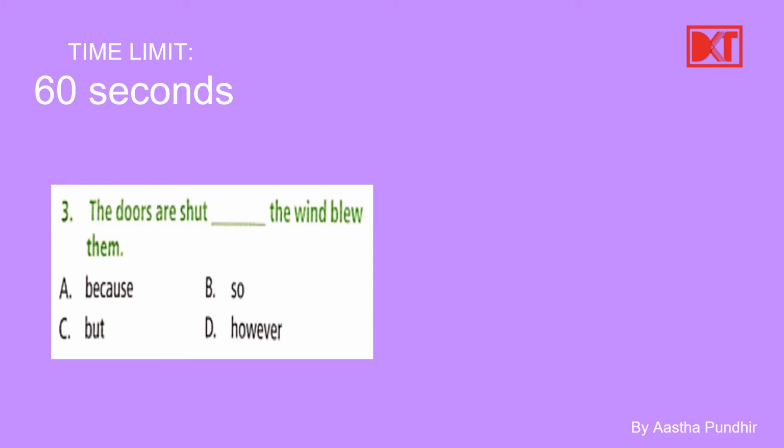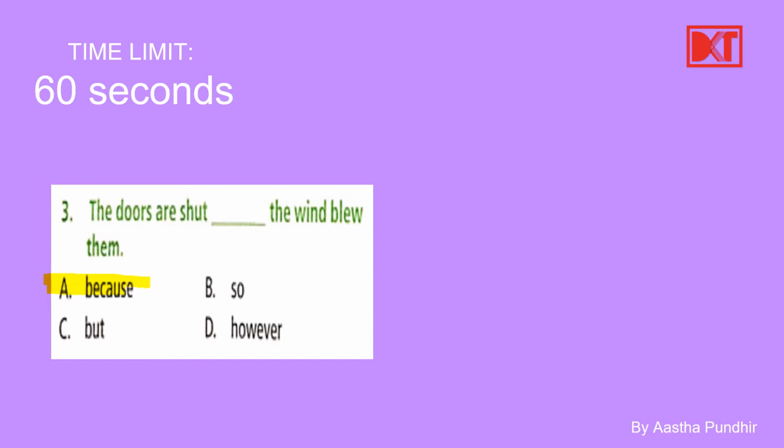The options here, the next question says, the doors are shut, dash, the wind blew them. A, the doors are shut because the wind blew them. B, the doors are shut so the wind blew them. C, the doors are shut but the wind blew them. D, the doors are shut however the wind blew them. Alright, so the correct answer here is because.